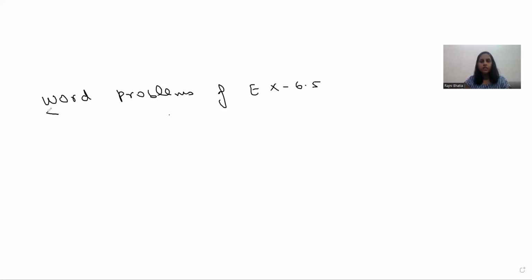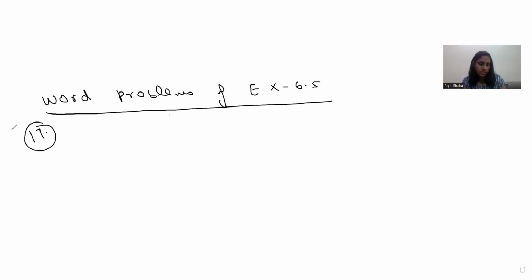All right, we will be discussing the word problems of exercise 6.5. So we'll start with question number 17. Question number 17 says, a square piece of tin of side 18 centimeter is to be made into a box without top. So we have a square piece of tin.